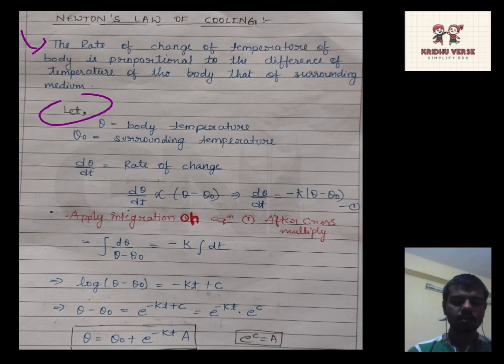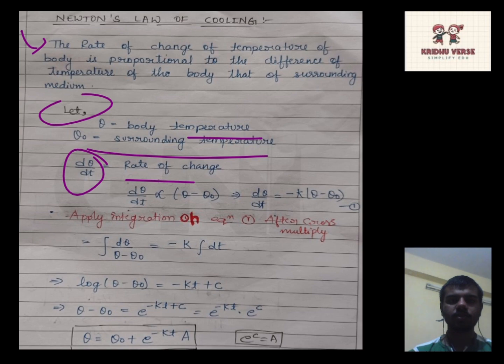So we take theta as the body temperature and theta naught as the surrounding temperature. These two points we will take. So d theta over dt is the rate of change of temperature with respect to time.